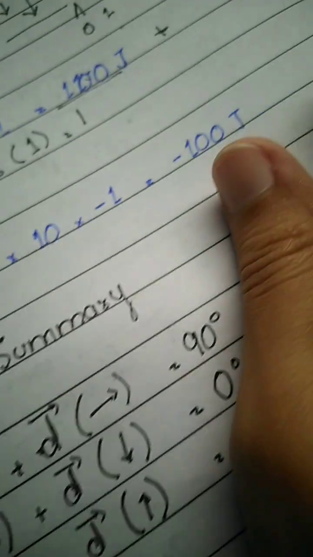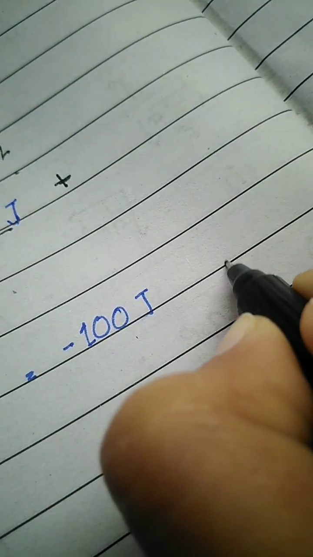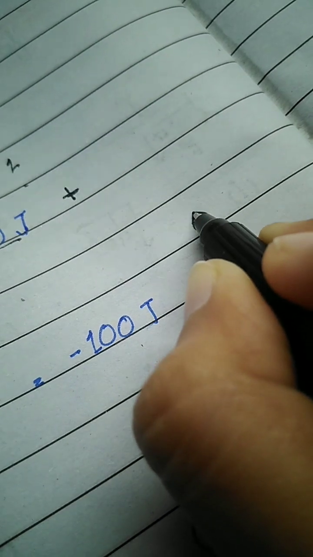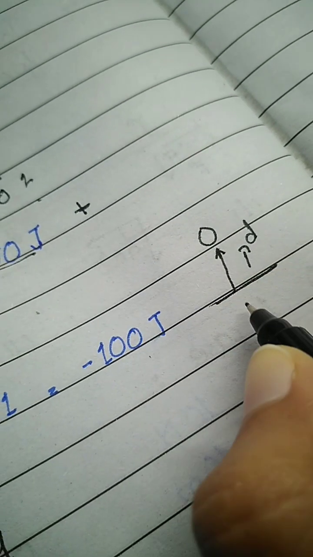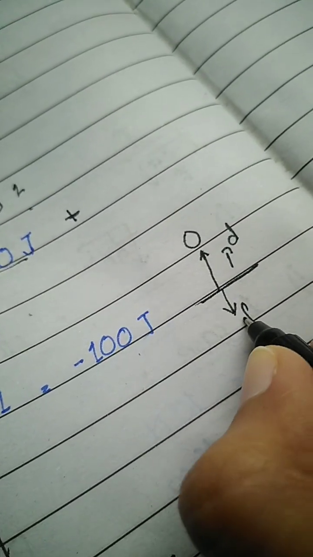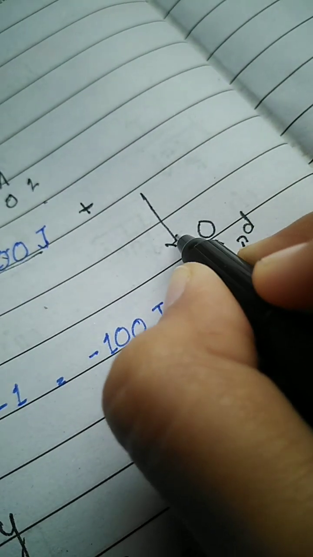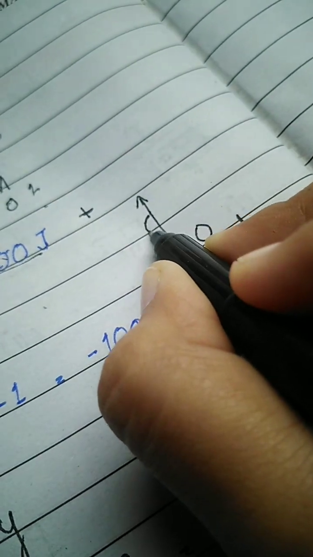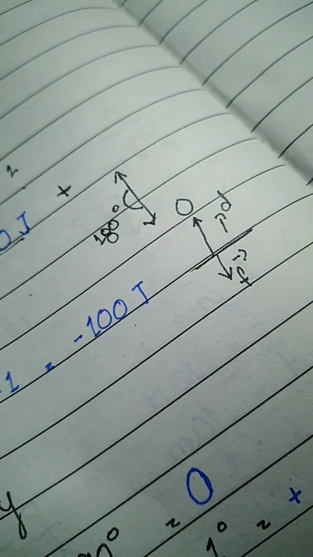Now the third case is just the opposite of the second case. Just suppose the displacement covered by the object is upwards, and it moves up from the ground, so the force is downwards due to gravity. Now what will be the angle of that? It will become like that, and the angle of that will be 180 degrees.